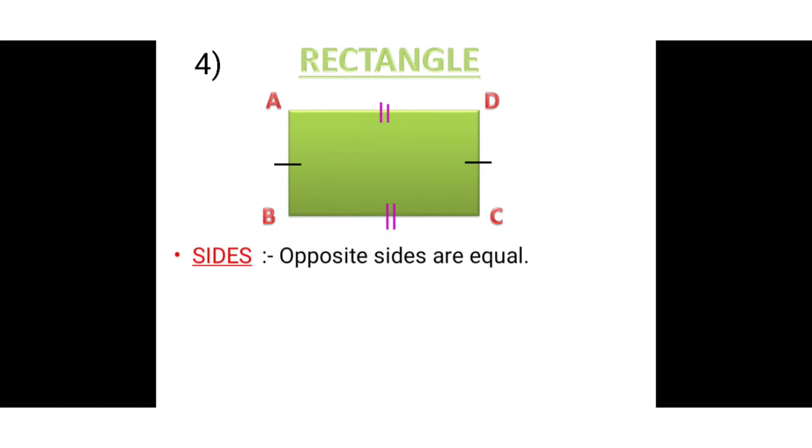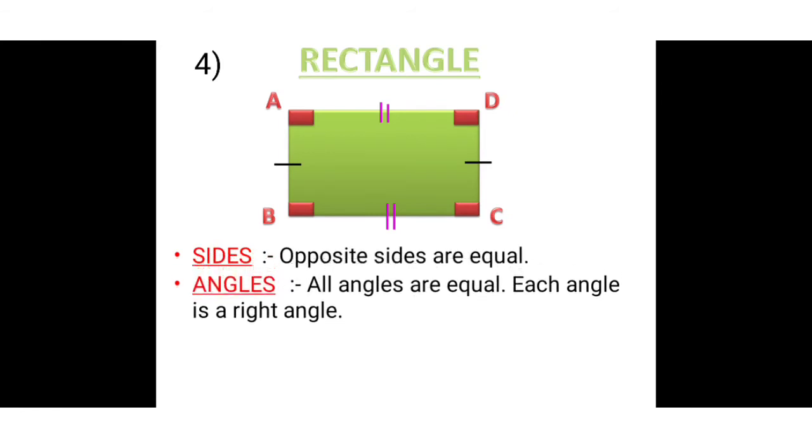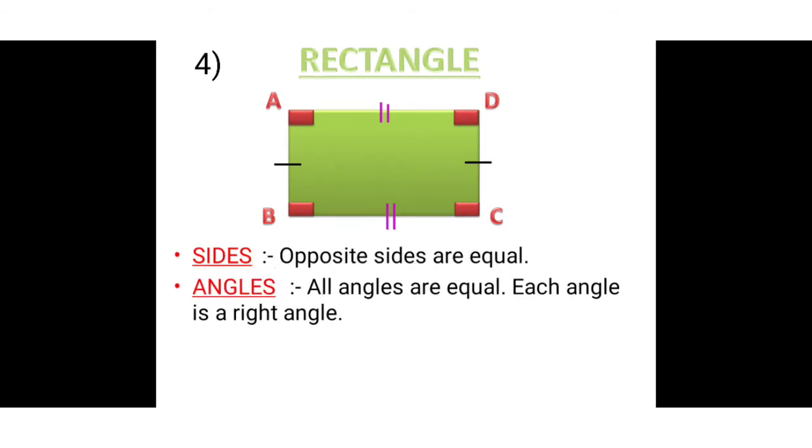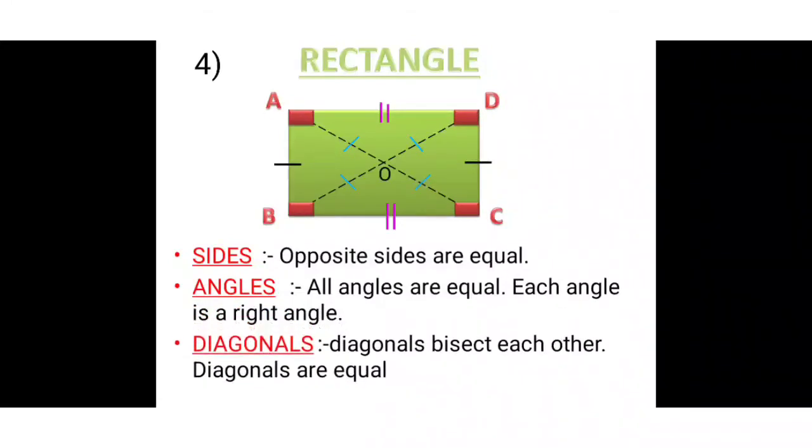The next type of quadrilateral is a rectangle. Let us now look at the properties of a rectangle. Opposite sides are equal, that is AD and BC are equal, and AB and CD are equal in length. All the angles are equal in a rectangle, that is each angle measures a right angle, that is it will measure 90 degrees. And diagonals bisect each other and are also equal.